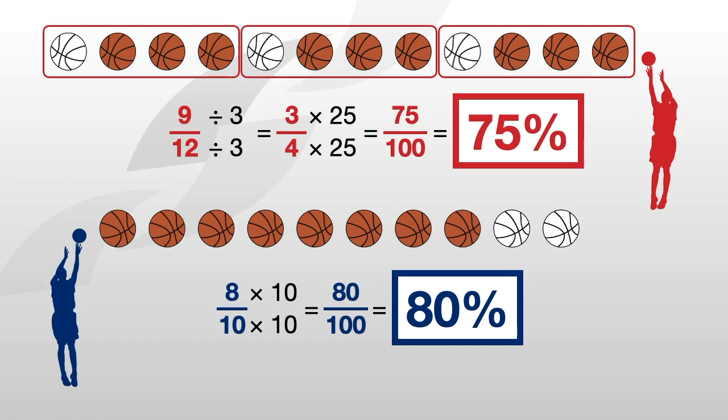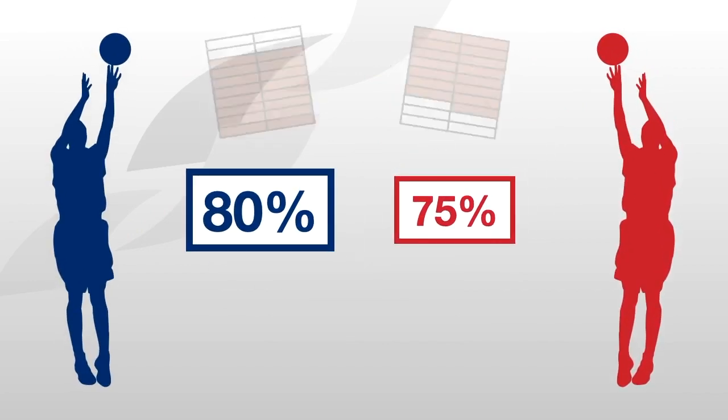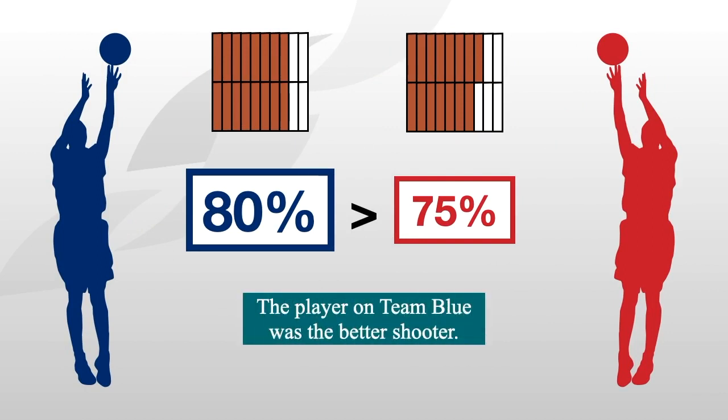Because the whole in each ratio is the same, 100, it's easier to make a comparison than when they were different, say 10 and 12. Since 80% is greater than 75%, the player on Team Blue was the better shooter.